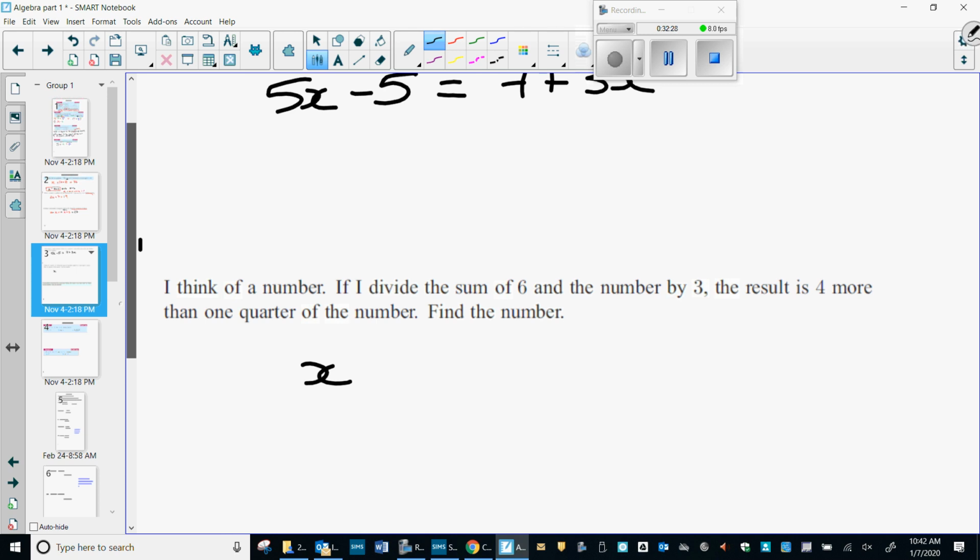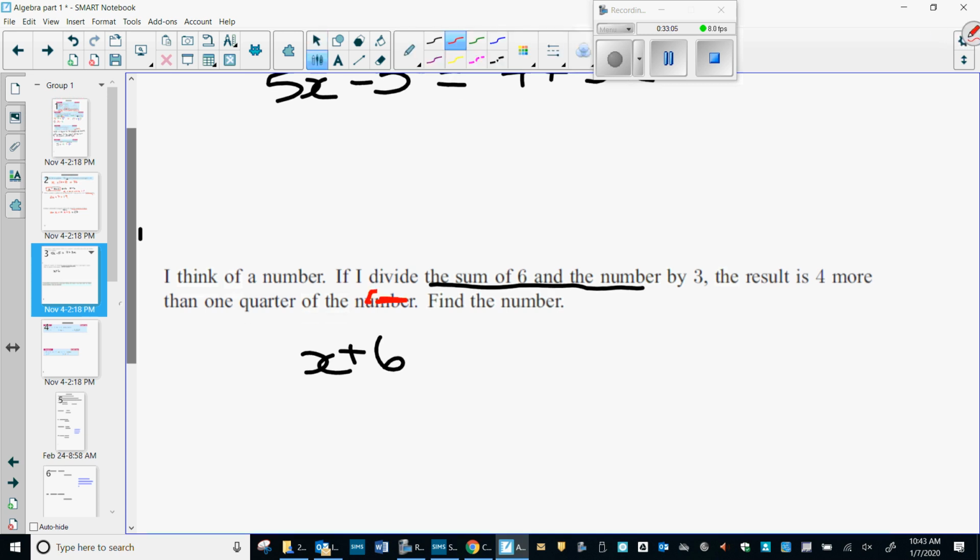Can I put actual numbers in for the sum of 6, or do I have to? Well, it's the sum of 6 and the number. So divided. You're going to divide the sum of 6 and the number. So think about what you would need to do first. How would I show the sum of 6 and the number? You would do x plus 6. So that's what I want to divide by 3.